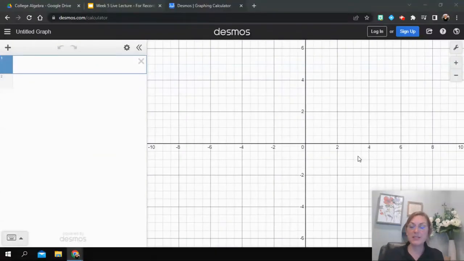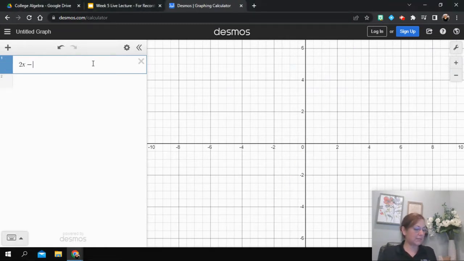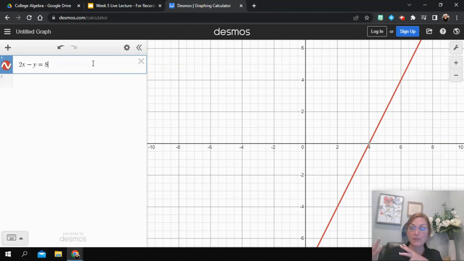Now, when you come to the Desmos calculator, it's a pretty intuitive process to use. I'm going to type the equations over here on the left, and Desmos will automatically graph it. Let me show you what I mean by that. 2x minus y equals 8. It's our first equation. Notice Desmos graphed it in red.